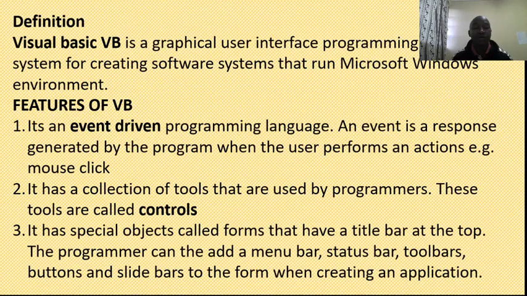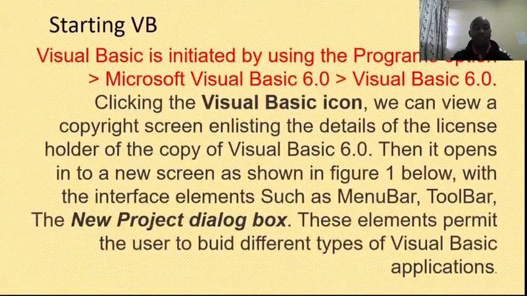For example, mouse click. The second feature, it has a collection of tools that are used by programmers. These tools are called controls. We shall later look at various controls. Then it has special objects called forms that have a title bar at the top. The programmer can add a menu bar, status bar, toolbars, buttons, and slide bars to the form when creating an application. Therefore, those are some of the features of VB.